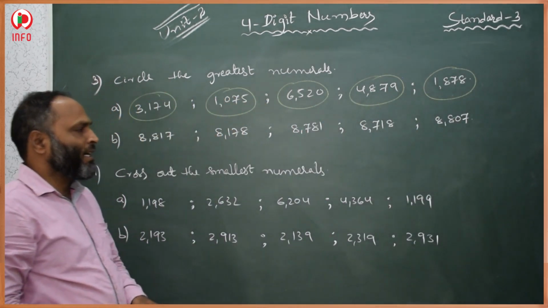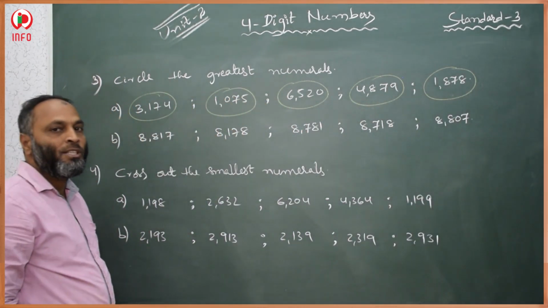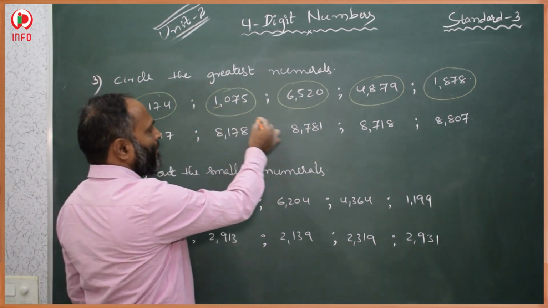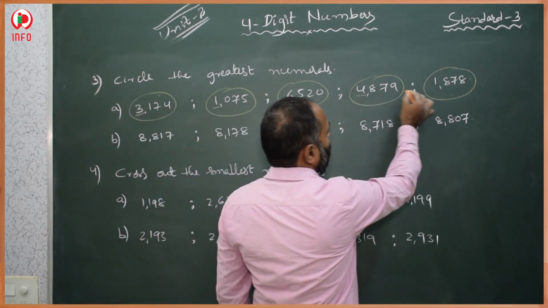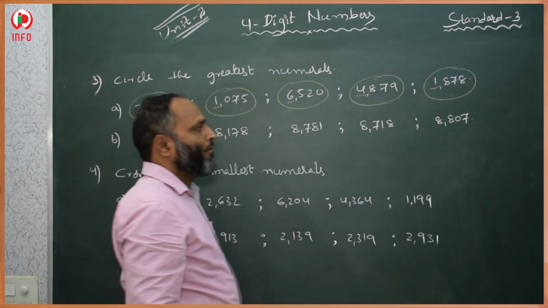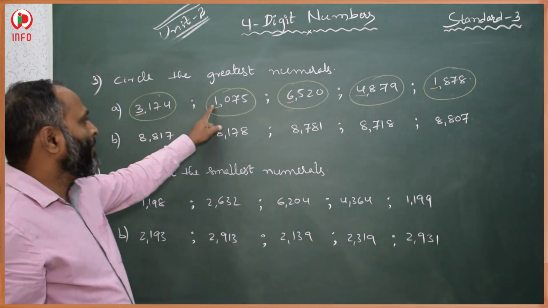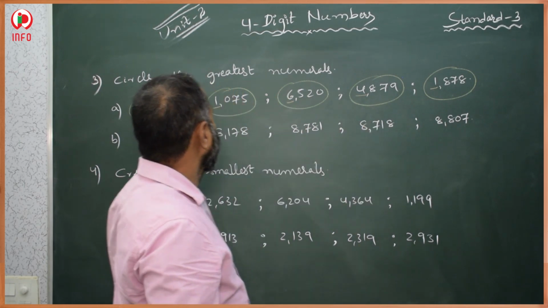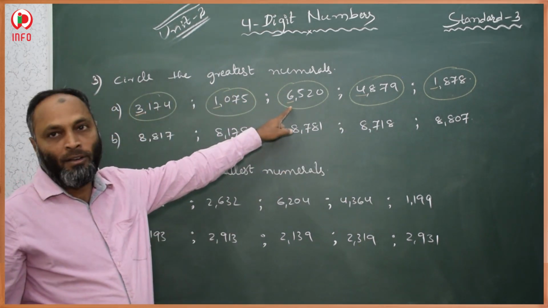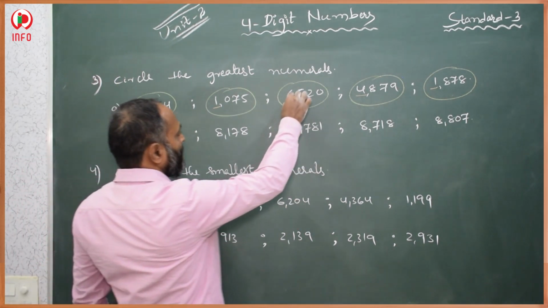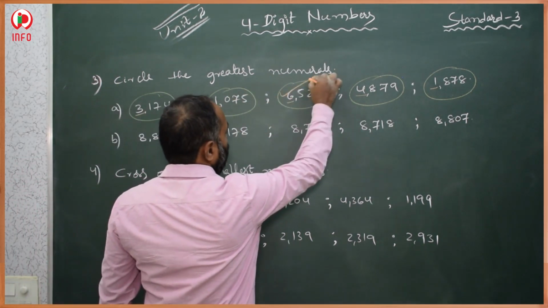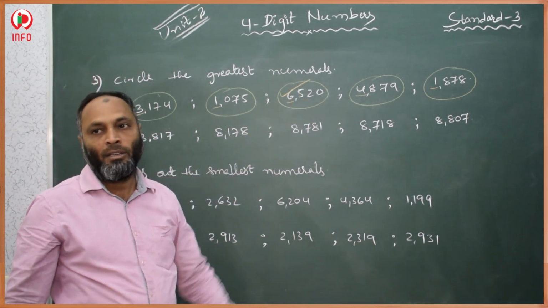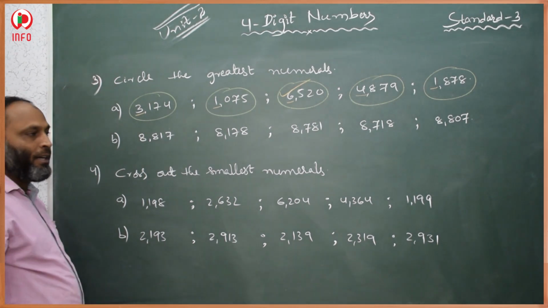Before deciding which one is the greater, first we have to check the thousands place value. The thousands place values are 3, 1, 6, 4 and 1. In these 3, 1, 6, 4, 1, which one is the greatest one? 6 is the greater one. So we have to make a circle only here. Only this one is correct. 6520. This one is the greater numeral.